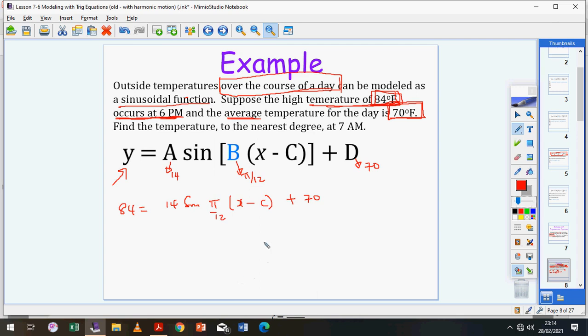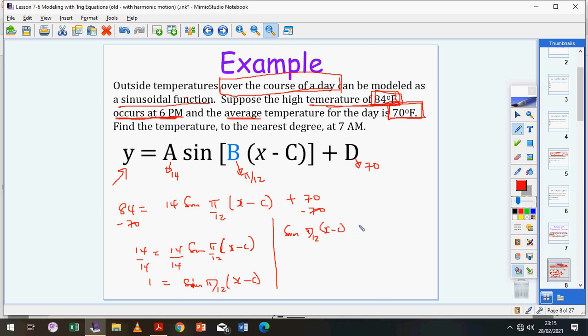If I subtract 70 from both sides, then I'll have 14 on this side is equal to 14 sine of pi over 12 times x minus c. Now, I'm trying to solve for c. I'll first divide by 14, so I have 1 is equal to sine of pi over 12 times x minus c. Because this is basically sine of pi over 12 times x minus c is equal to 1. If I want to isolate this component, the angle, I'm going to take the inverse sine on both sides.